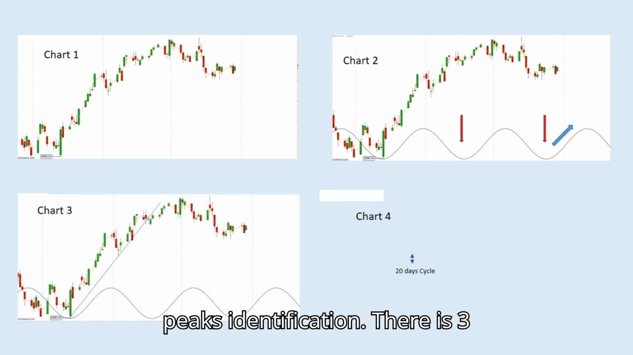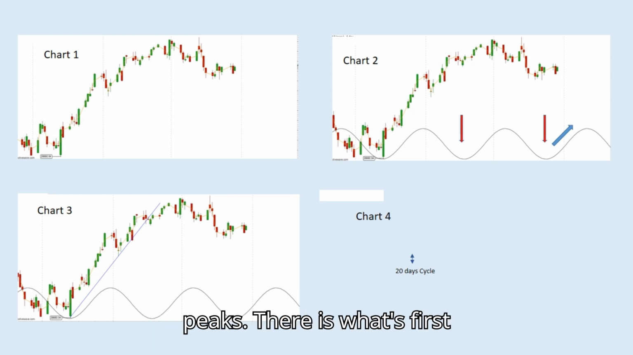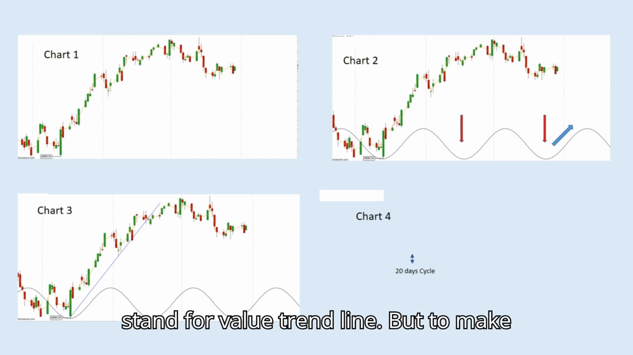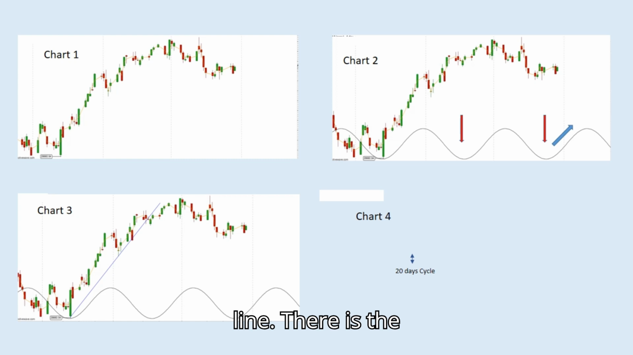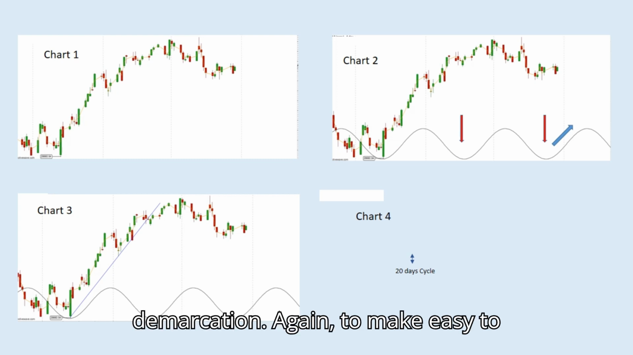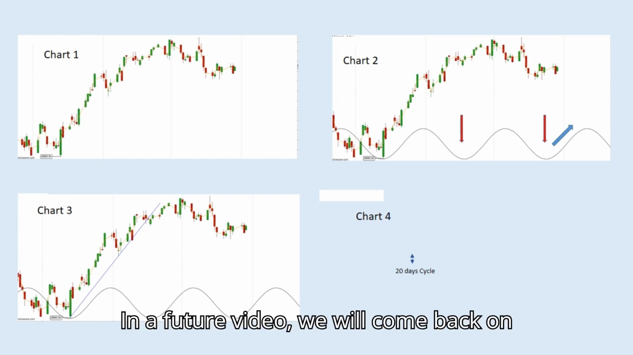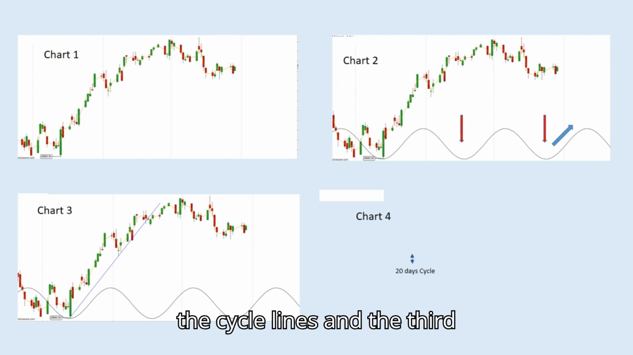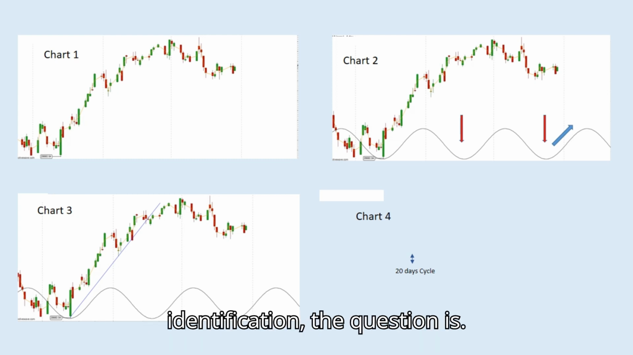The peaks identification. There are three different ways to identify the cycle's peaks. There is what Hurst called the VTL. VTL stands for value trend line, but to make it easy I will call it the cycle trend line. There is the FLD. FLD stands for future line of demarcation, again to make it easy to understand I call it the cycle lines. In a future video we will come back to the cycle lines. And the third one, using the cycle representation, like we did above for the cycle lows identification.